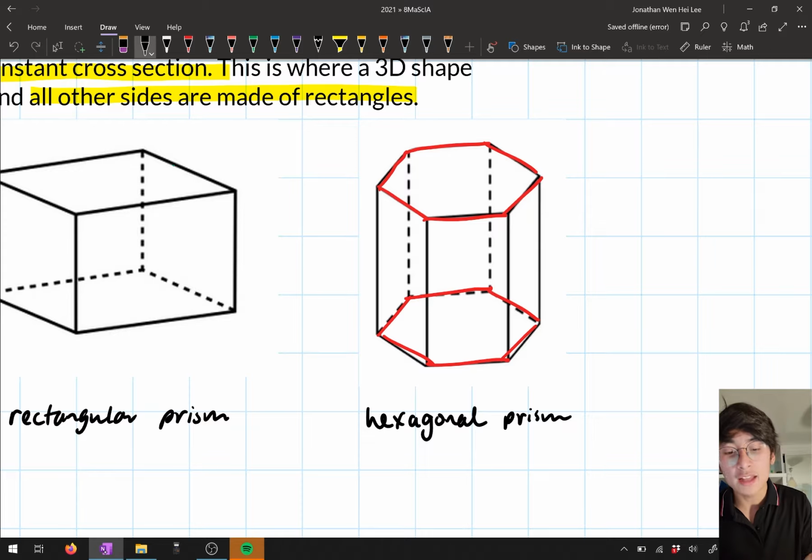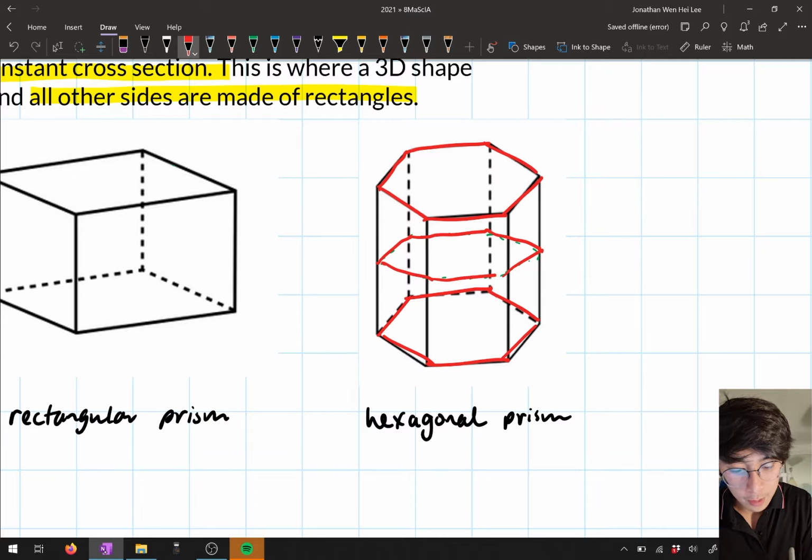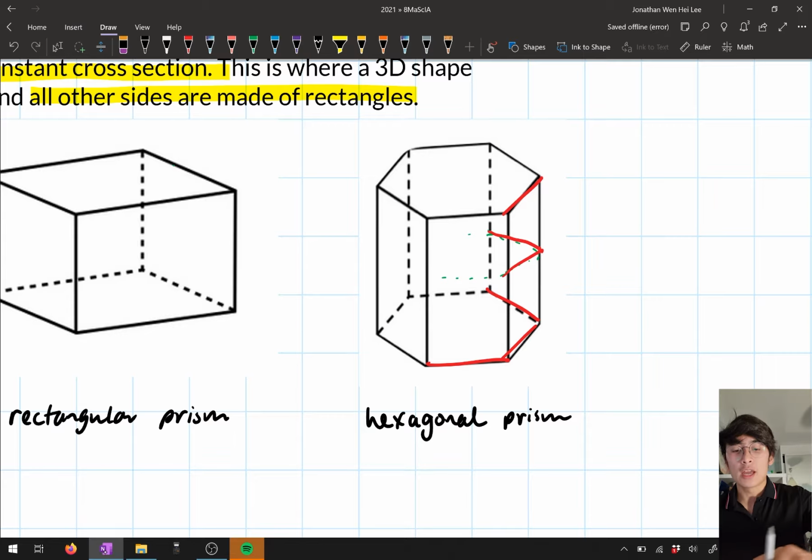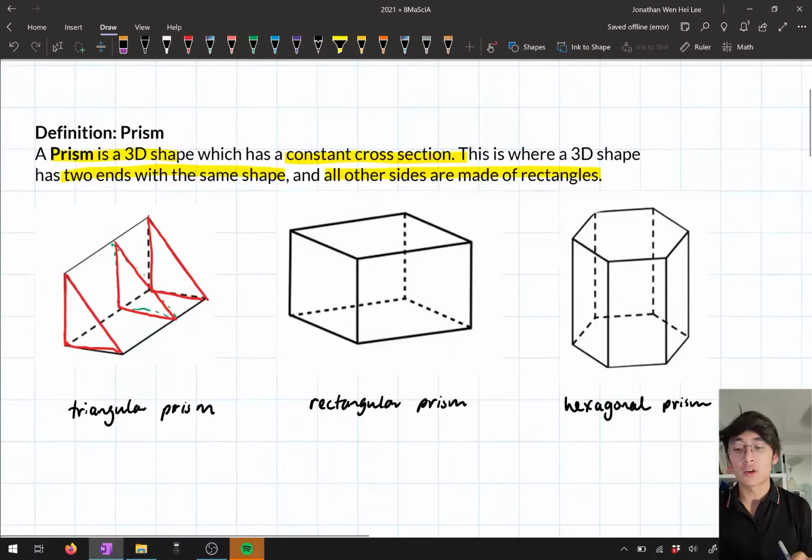prism. And if we were to cut along anywhere in between those two hexagons, so let's say over here, for example, I cut along over here, cut along there, it would actually make that hexagonal shape, which is exactly the same as the one at the top and the one at the bottom. And so that's what a prism is. It has a constant cross-section. That shape is the same along the whole way between the two end shapes. So that's what it means for it to have a constant cross-section.